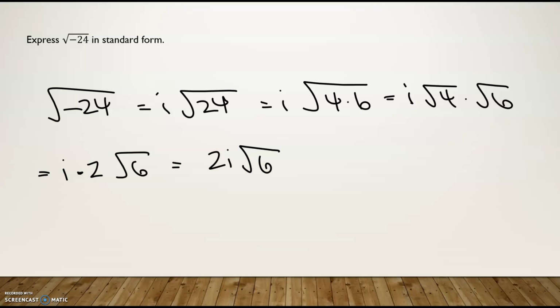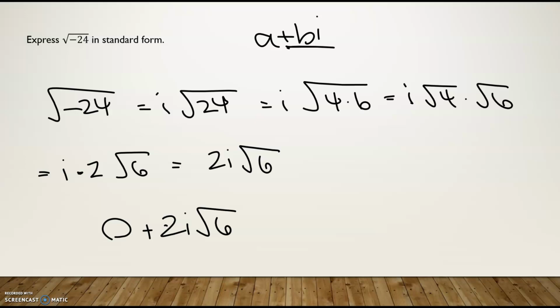Now express this in standard form. Well, a plus bi, all we have is the bi part. So we could say 0 plus 2i square root of 6, and this would be standard form.